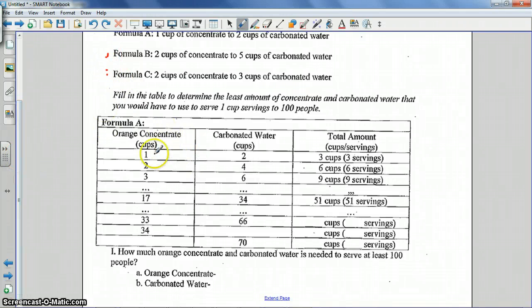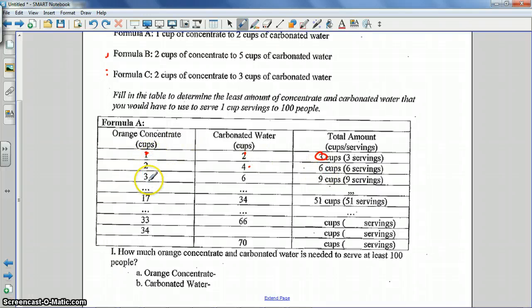So for A, here's the original mixture. Sorry, for 1 cup of concentrate, you do 2 cups of water, and that makes 3 cups. 1 plus 2 makes 3 cups of serving. That's only if you're serving 3 people, you'd have enough. But they're serving 100, so you're making this table to get up to that 100 servings. So you see here, now if we double this and do 2, we double this, we get 4, that makes 6 cups.